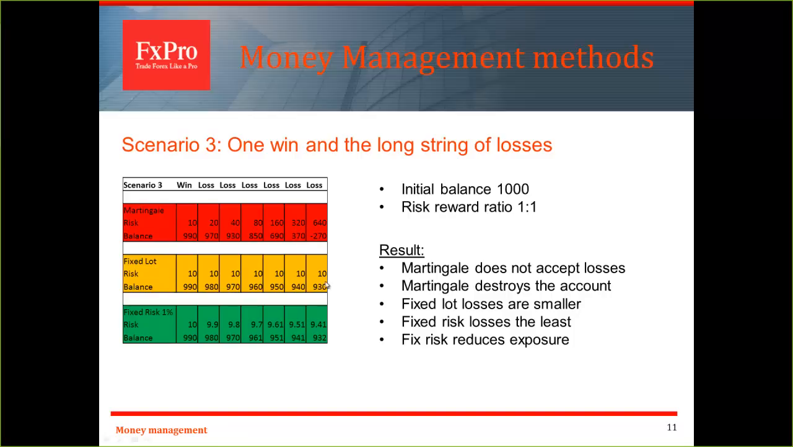The fixed lot obviously made a loss in this case because there were many more losing trades than winning, and ended up with a net balance of 930, a loss of -70. The percentage risk, the fixed risk of 1% of the account, actually performed better in this case because it has been reducing its exposure, and it gained from this win, and eventually ended up with a slightly higher profit just for this scenario.